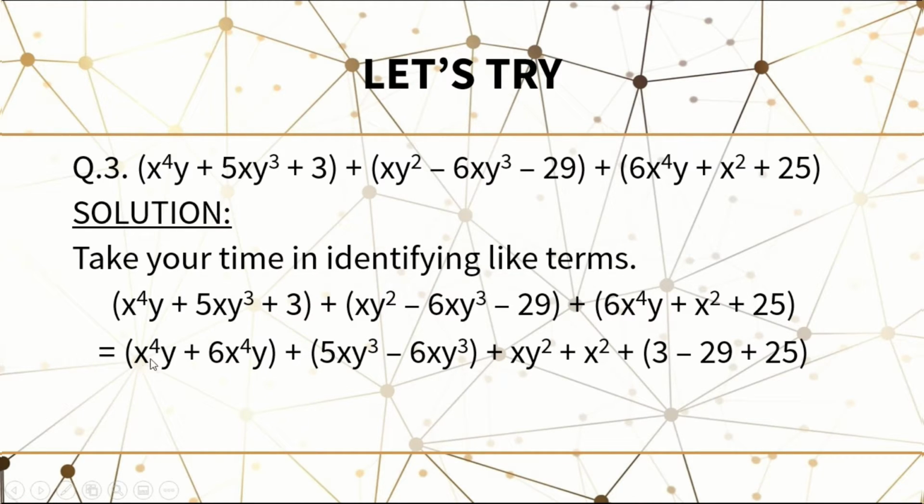Kaya naman, pag pinag-combine natin itong x4y plus 6x4y, ito ay magiging 7x4y. Tapos yung 5xy cubed minus 6xy cubed, ito ay magiging negative xy cubed. Then, copy these two terms. Tapos itong constants ay from left to right tayo. So, 3 minus 29 ay negative 26 plus 25. Ang sagot natin ay negative 1. Kaya ang sagot natin ay 7x4y minus xy cubed plus xy squared plus x squared minus 1. Sana naging magkatulad tayo ng ating mga sagot.